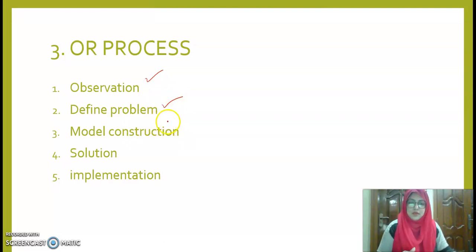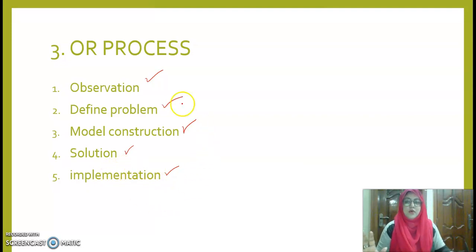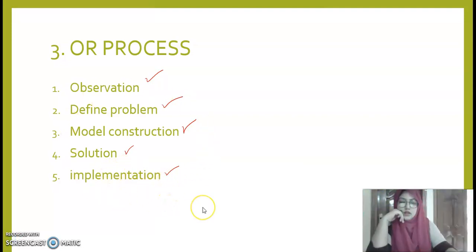After defining the problem, now that we know the problem, we will go for model construction, we will construct the model. After model construction, we will solve it, and we will arrive at a solution that we will give to the firm. And also after the solution, the last but very important step is the implementation. Without this, the OR process is incomplete.